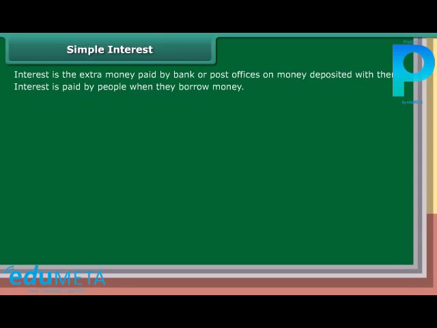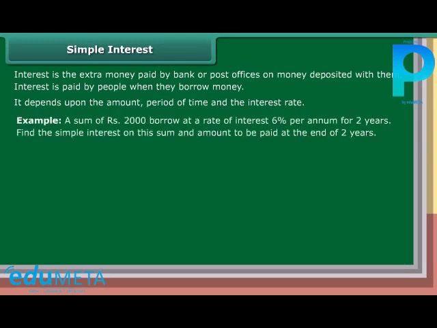Simple interest. Interest is the extra money paid by banks or post offices on money deposited with them. Interest is paid by people when they borrow money. It depends upon the amount, the period of time, and the interest rate. Example. A sum of ₹2,000 is borrowed at a rate of interest of 6% per annum for 2 years. Find the simple interest on this sum and the amount to be paid at the end of 2 years.